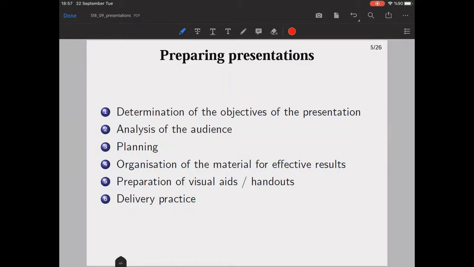And planning is important: you make a broad plan of the presentation, and organize the material for effective results. You make the necessary arrangements, and prepare visual aids and handouts if available, and maybe you can also add some animations or videos to enhance your presentation. And of course, last but not least, delivery practice is important. Always practice your presentations by yourself, even record them and listen to them later, like I do now. So you can make a more efficient presentation. You can correct your own mistakes later.